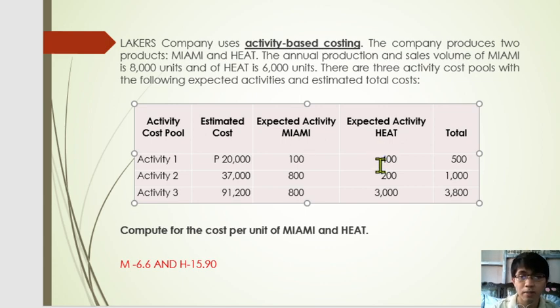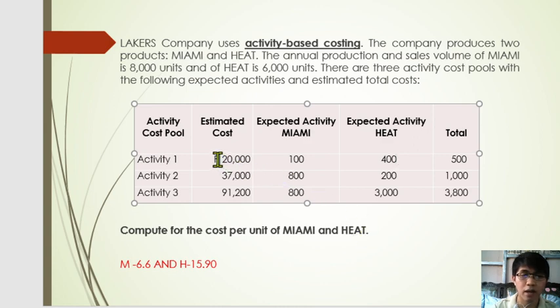However, pag tiningnan mo, mas marami yung activity on Heat. So ibig sabihin, it is inequitable, there is a discrepancy kung ganun ang gagawin natin because ang tendency niyan ay lalaki ang expenses on Miami at liliit naman ang expenses for the Heat, yung product. So hindi magiging reliable ang estimates on product cost. So under the product costing, we shall proportionately allocate yung cost based on the activity level. So can we compute for the cost per unit of Miami and Heat? So how do we compute?